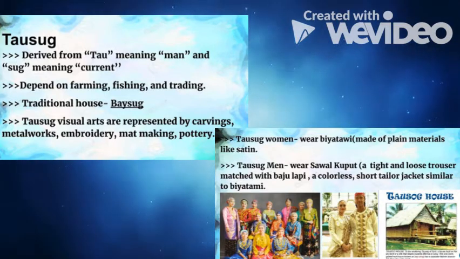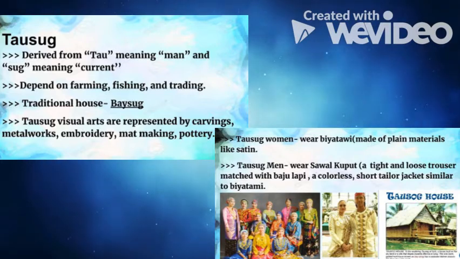And one more thing, class. Tausog visual arts are represented by carvings, metalworks, embroidery, mat making, and pottery. That is why they have what we call trading, class, because they have lots of artwork, the products that they make.